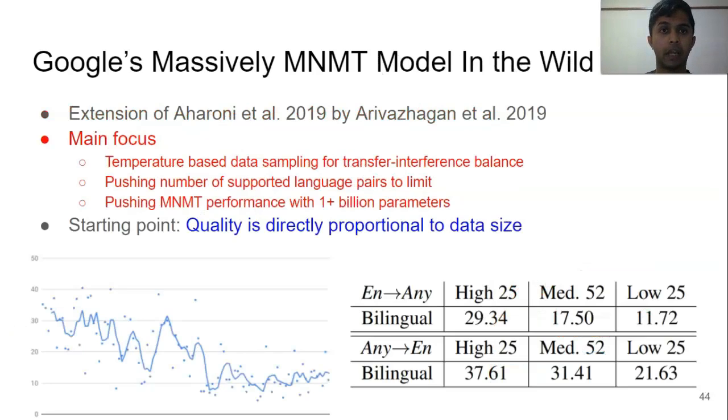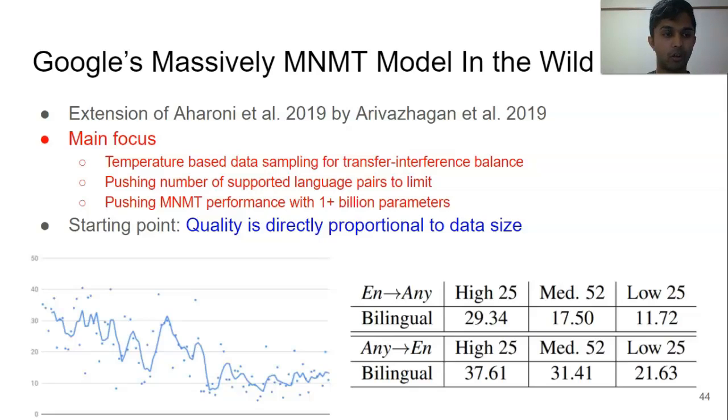Next, there was an extension of Aharoni's work where the main focus was on pushing the limits of translation quality when using private data which is orders of magnitude larger than the publicly available data. So the starting point is that quality is directly proportional to the data size.